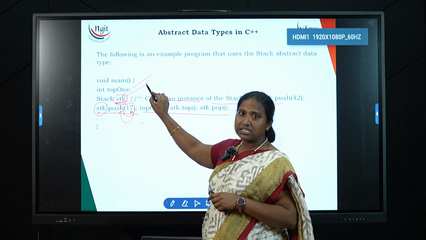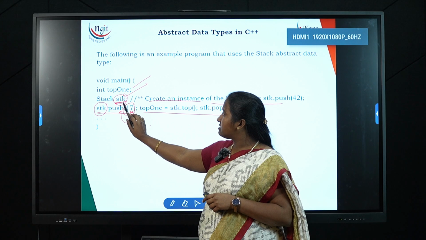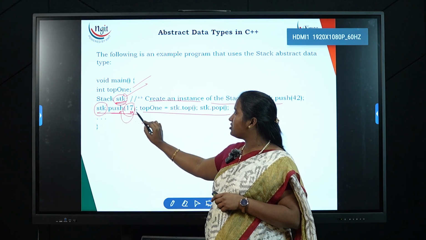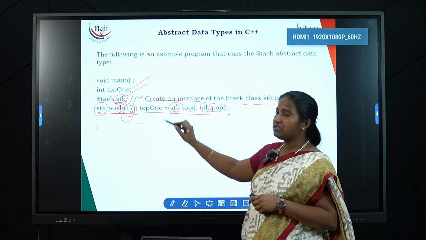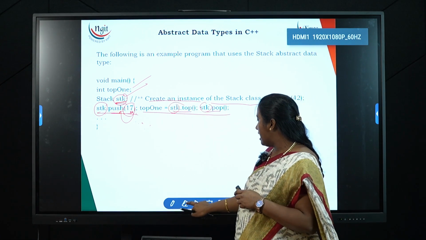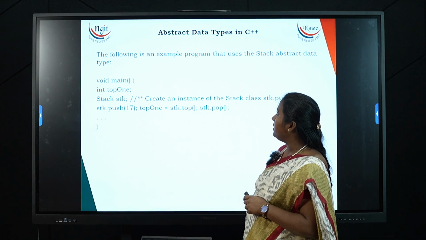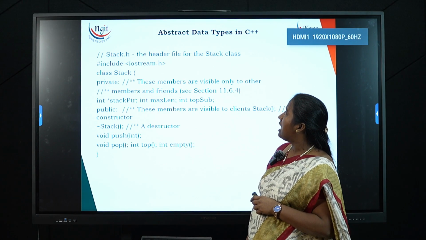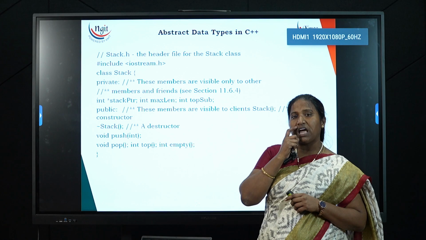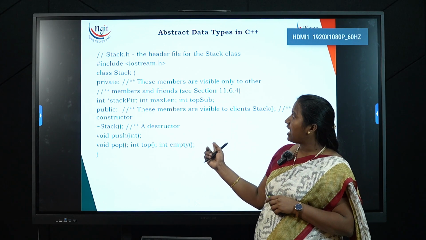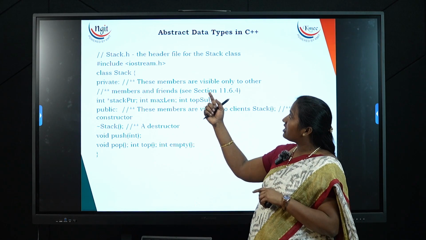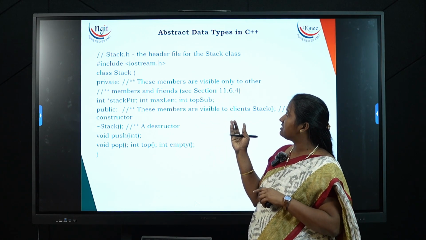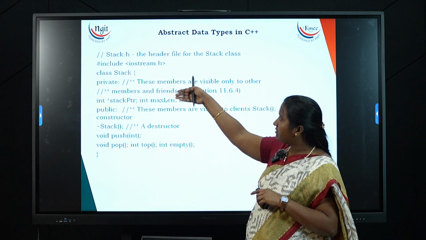STK is the instance of the class. Through this class instance, I am calling these functions, and for each operation we use this reference object. So this is the way we implement the C++ program. And look at this one, another kind of program. In this kind of program we are using file inclusion. stack.h is the header file for the stack class, and we were using that here.